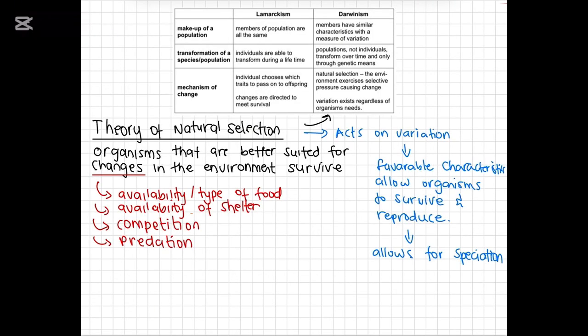Now I've made a few notes about the theory of natural selection. One thing that we need to take note of is that it acts on variation. Organisms which are better suited for the changes, like food availability, shelter, competition, and predation, are better suited to survive. Now, when we say better suited, it means they have a favorable characteristic that allows the organism to survive and reproduce. When they reproduce, they pass on this allele to their offspring, which allows for speciation.